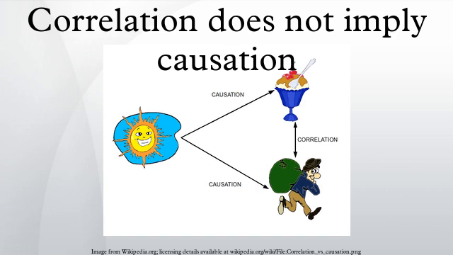Correlation does not imply causation is a phrase in science and statistics that emphasizes that a correlation between two variables does not necessarily imply that one causes the other. Many statistical tests calculate correlation between variables. A few go further and calculate the likelihood of a true causal relationship. Examples are the Granger causality test and convergent cross-mapping.